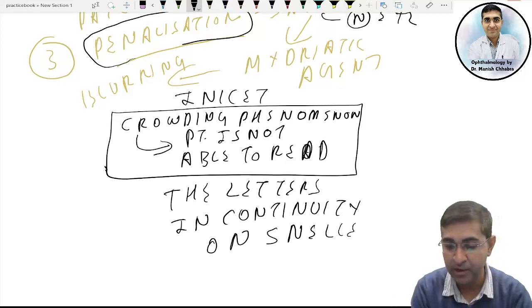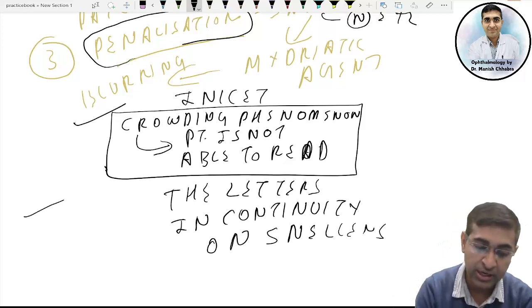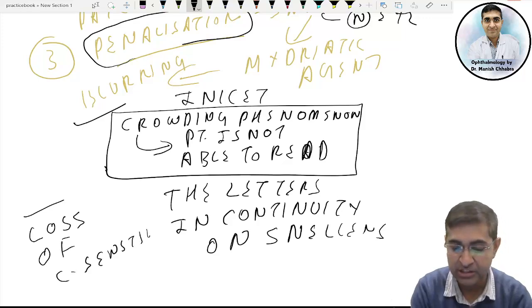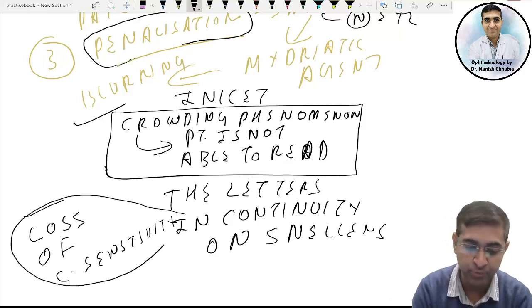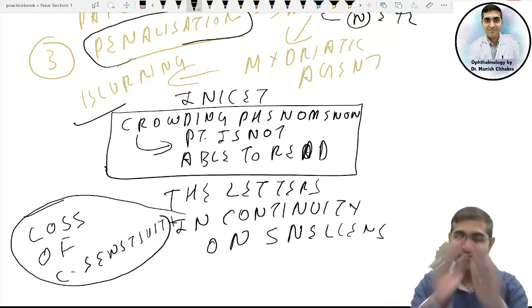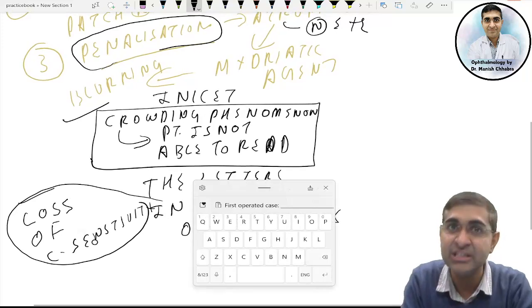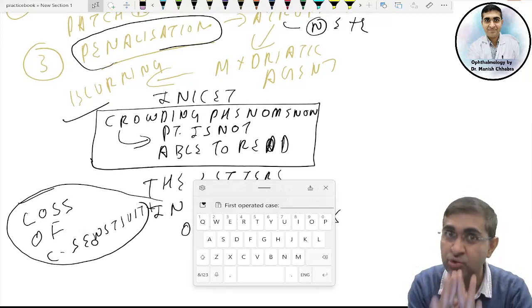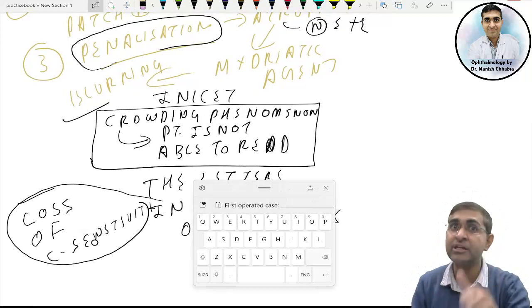And also, in amblyopia, there is loss of contrast sensitivity. Loss of contrast sensitivity. These are two important points I wanted to give you if you are focusing on your INI-CET exam. But yes, everything that I have told you so far is important for FMGE, NEET PG and INI-CET.